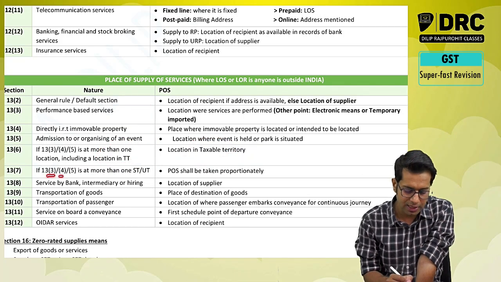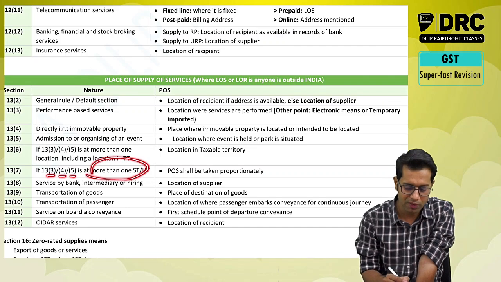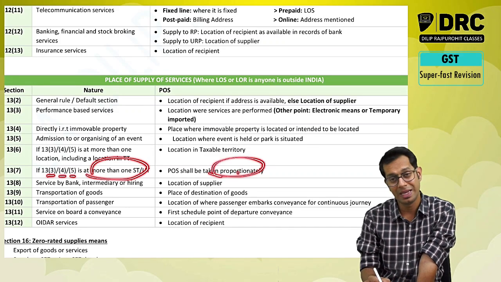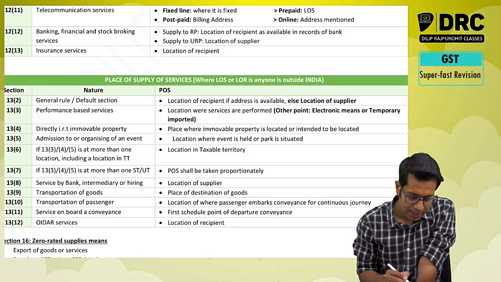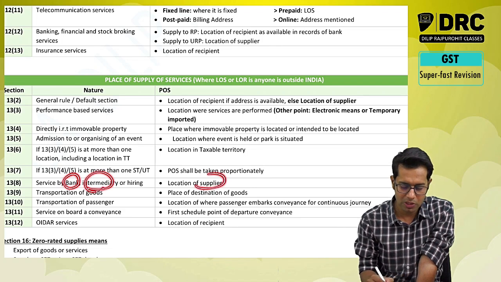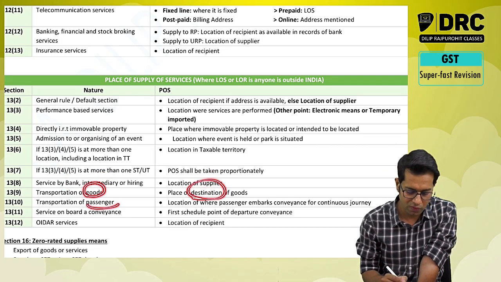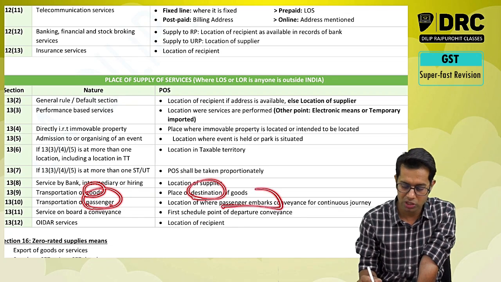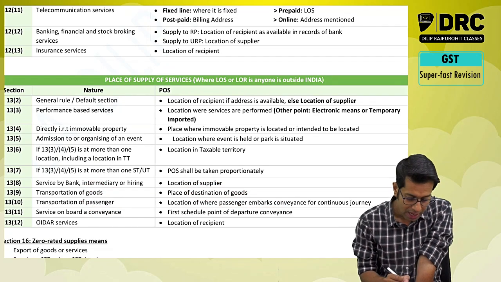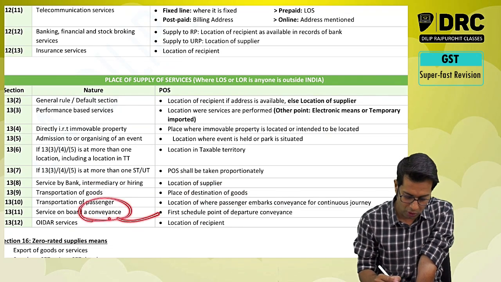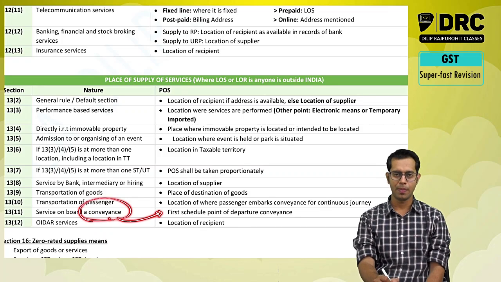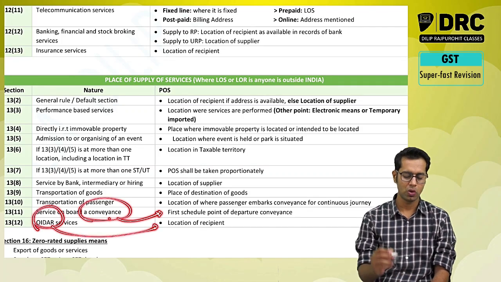If section 13(3), 13(4) and 13(5) services are in more than one state or union territory in India, then it will be taken proportionately. In case of services by bank intermediaries, location of supplier will be taken as place of supply. In case of transportation of goods, destination of goods. In case of passenger transportation, location where the passenger embarks the conveyance. And in case of services supplied on board a conveyance, first scheduled point of departure. And in case of OIDAR services, location of recipient.